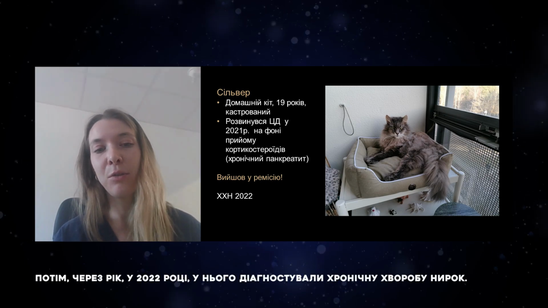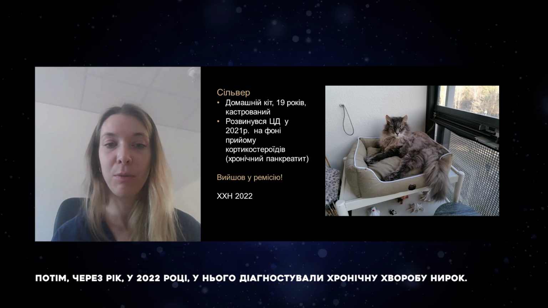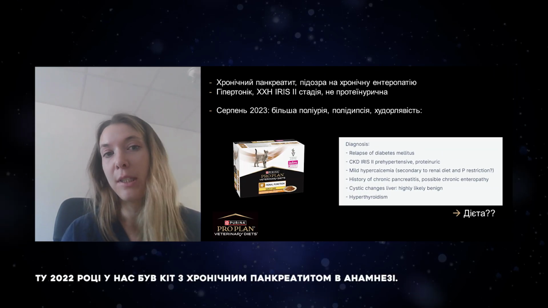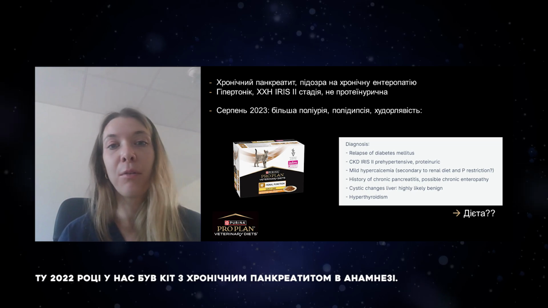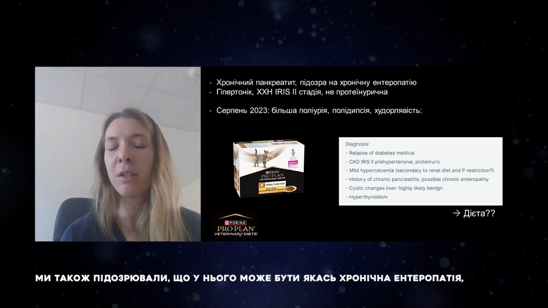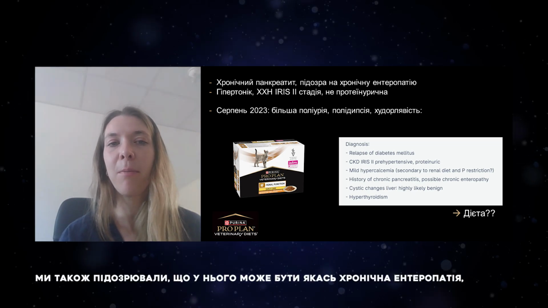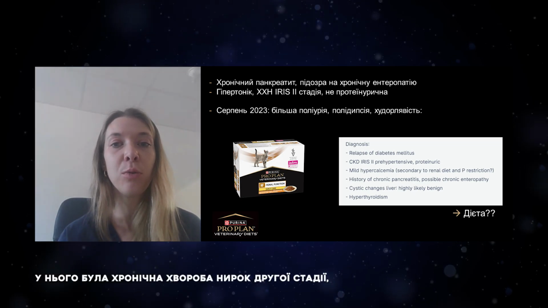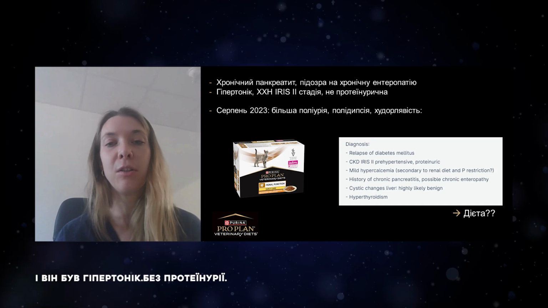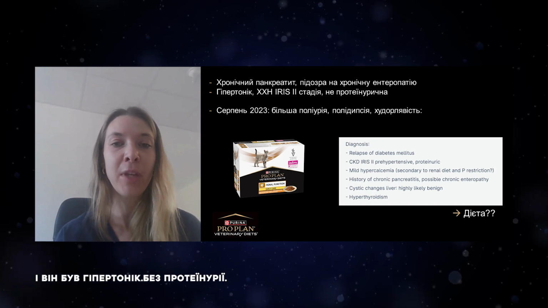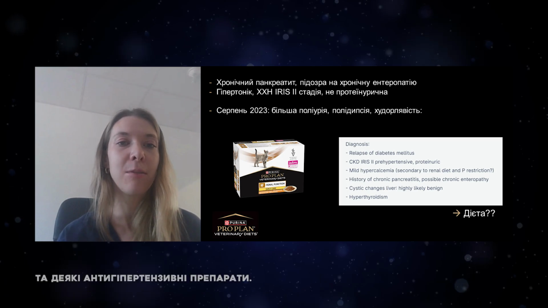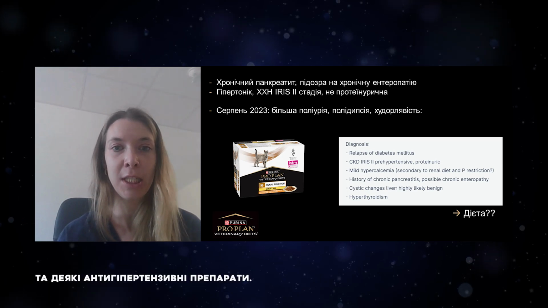Then 1 year later, in 2022, he was diagnosed with chronic kidney disease. And so at that moment, in 2022, we had a cat that had this history of chronic pancreatitis. We also had a suspicion that he maybe had some chronic enteropathy, and he had this chronic kidney disease stage 2, and he was hypertensive, non-proteinuric. So we managed him appropriately, and he received some renal diet and some antihypertensive medication.